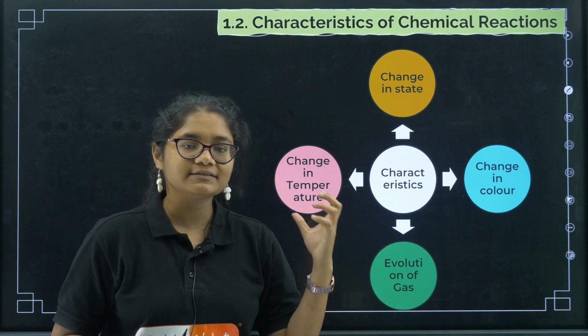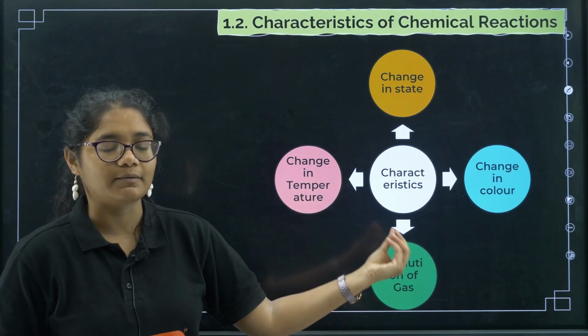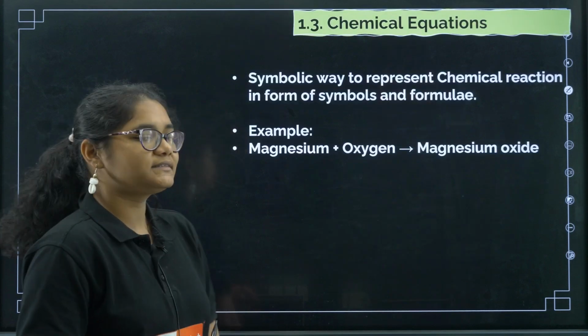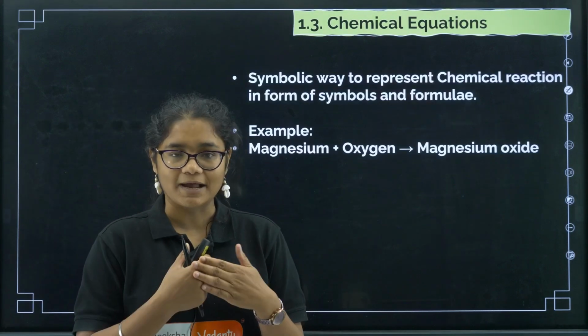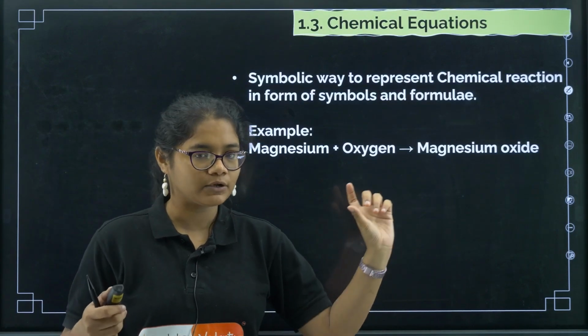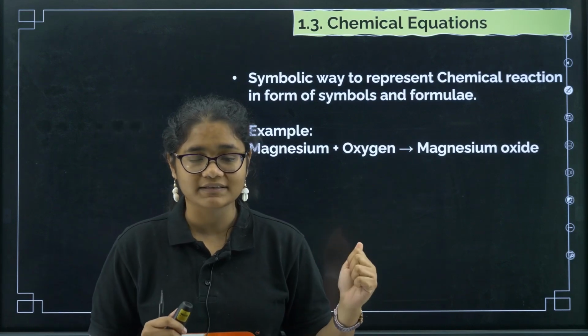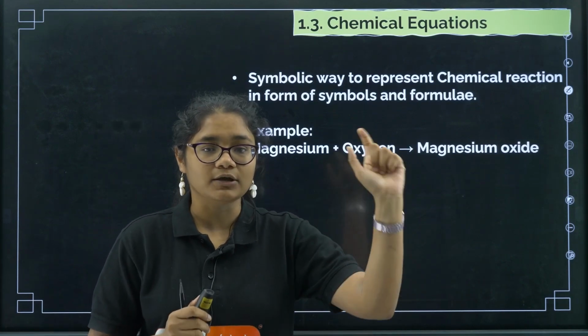Okay, so that is also an indication of the chemical reaction taking place. Now coming to what is a chemical equation. The chapter name is chemical reaction and equation. So we understood what is chemical reaction. Now let us try to understand what is chemical equation.